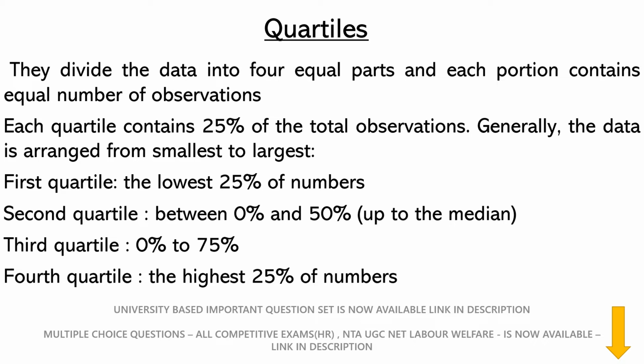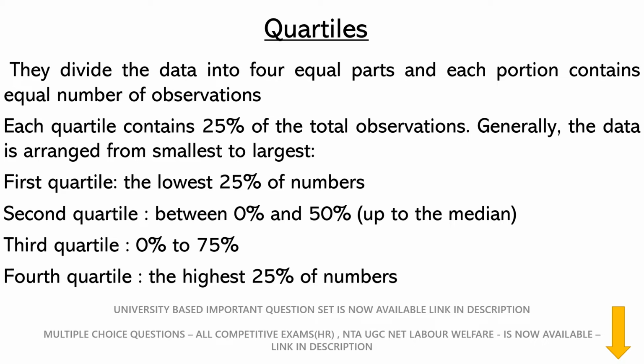Now here I have given a basic definition of what quartiles are. So just read through it. They divide the data into four equal parts, and each portion contains an equal number of observations. And I have given some percentage. Now don't get confused with all this data. Just understand that quartile means it divides the data into quarters.